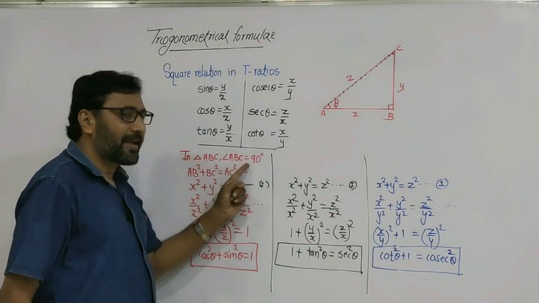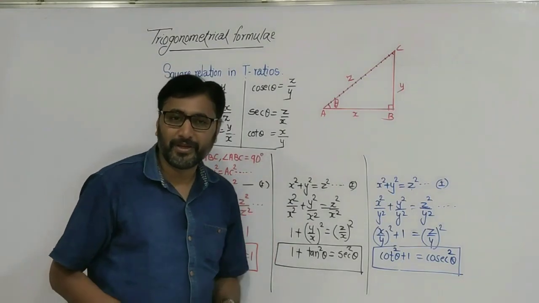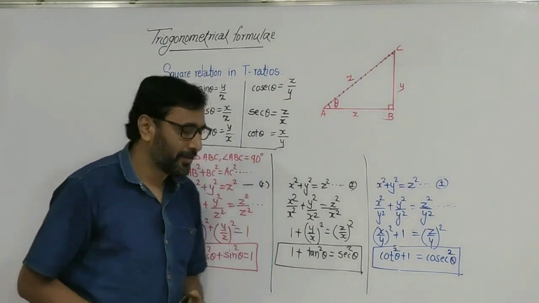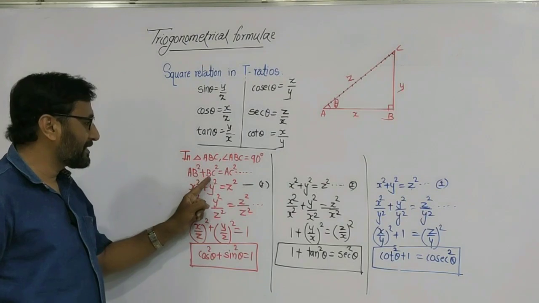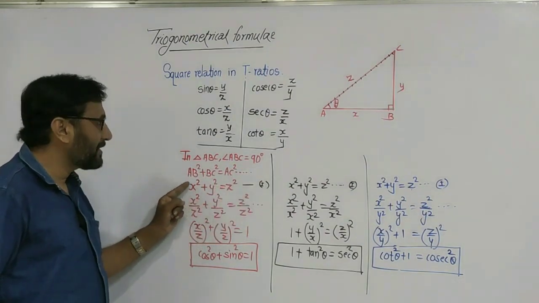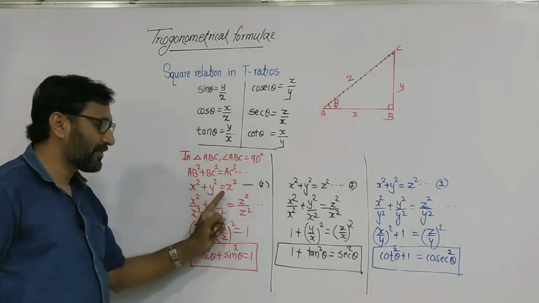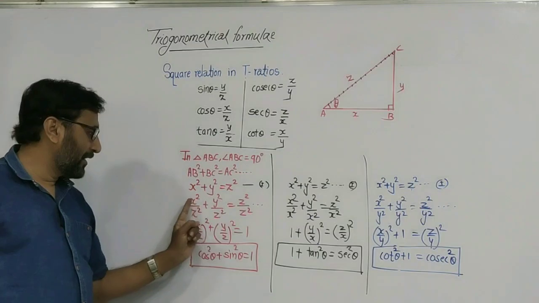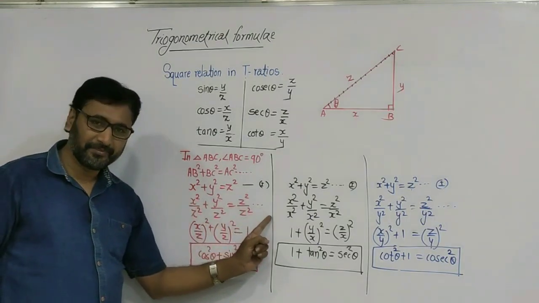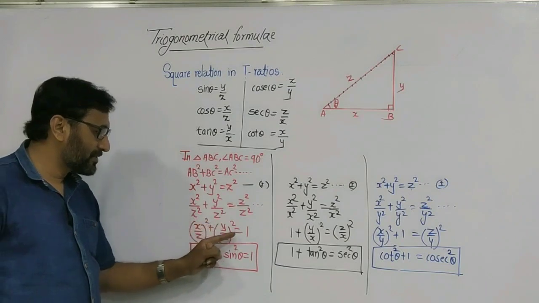Consider the right angle triangle ABC. You know, in ABC, angle ABC is 90 degrees, so we can use Pythagoras theorem. Now, AB square plus BC square is equal to AC square, Pythagoras theorem. AB is x, BC is y, and AC is z. X square plus y square is equal to z square. Dividing both the sides by z square, you will get x upon z the whole square plus y upon z the whole square is equal to 1.